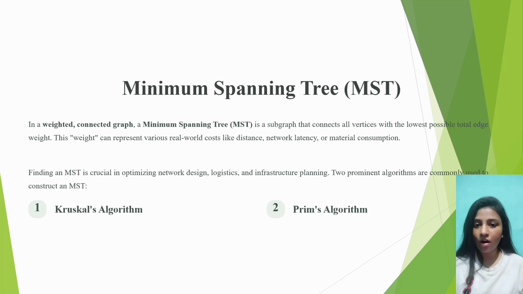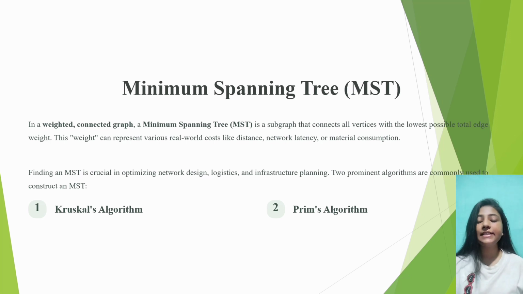If you have a graph, basically a network of points (vertices) connected by lines (edges) with weights, an MST connects all the vertices using the least total weight possible and without forming any cycles. In real life, this weight could mean distance, cost, or time.